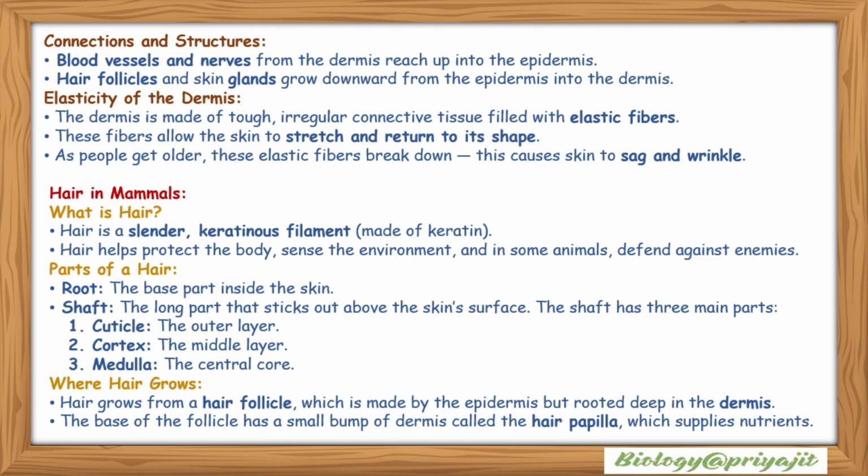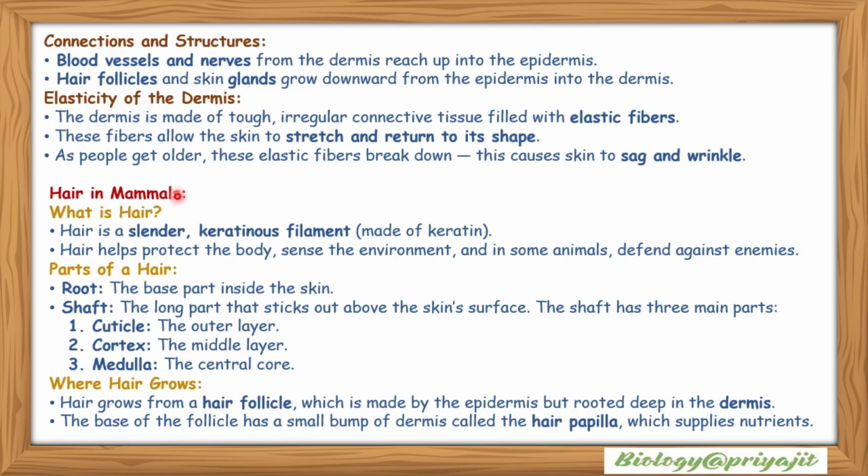Elasticity of the dermis: it is made up of tough, irregular connective tissue filled with elastic fibers. These fibers allow the skin to stretch and return to its shape. As people get older, these elastic fibers break down. This causes skin to sag and wrinkle.